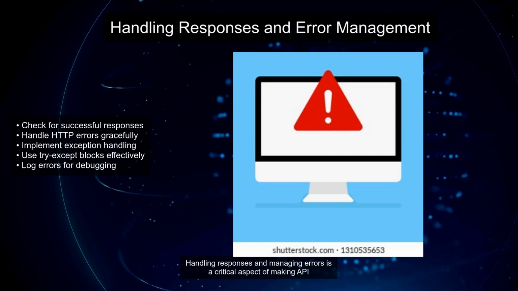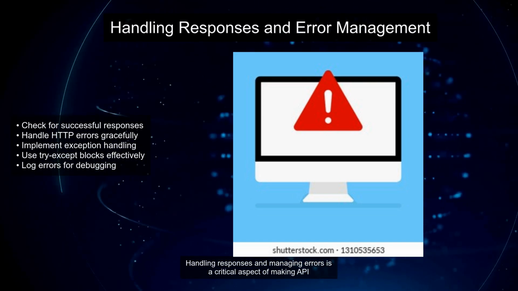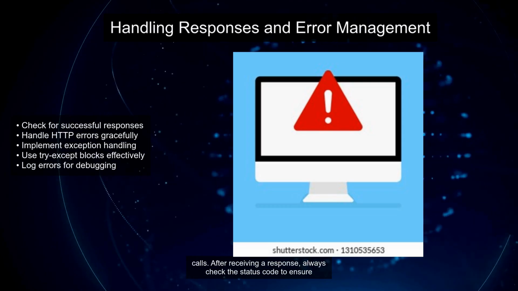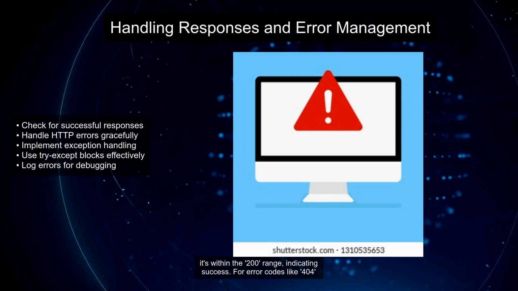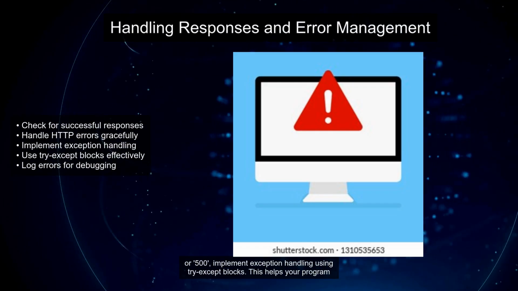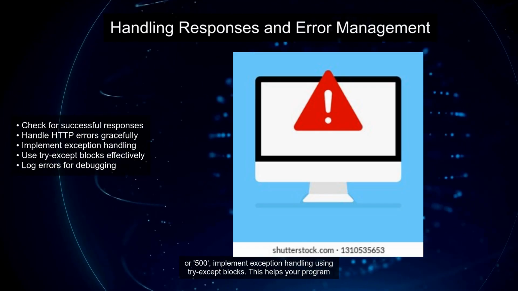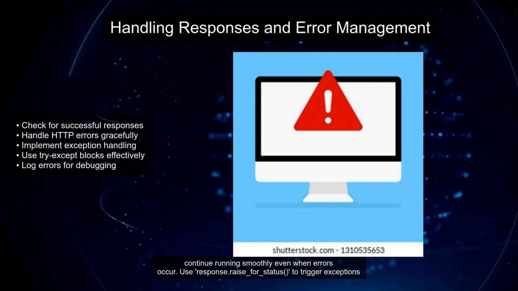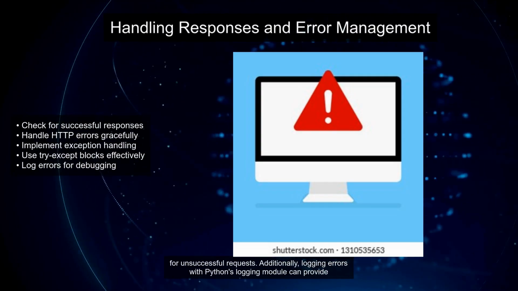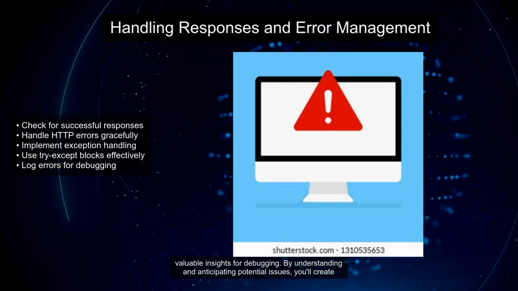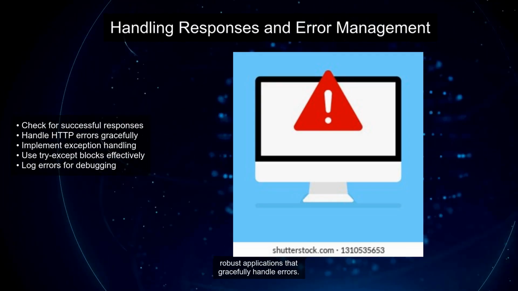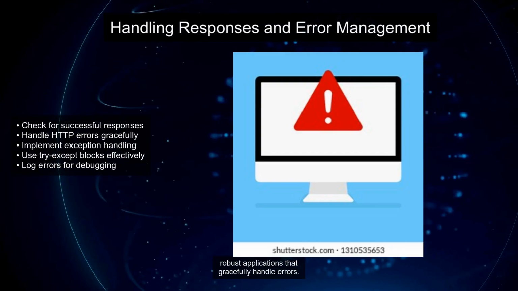requests and responses. Handling responses and managing errors is a critical aspect of making API calls. After receiving a response, always check the status code to ensure it's within the 200 range, indicating success. For error codes like 404 or 500, implement exception handling using try-except blocks. This helps your program continue running smoothly even when errors occur. Use response.raise_for_status() to trigger exceptions for unsuccessful requests. Additionally, logging errors with Python's logging module can provide valuable insights for debugging. By understanding and anticipating potential issues, you'll create robust applications that gracefully handle errors.